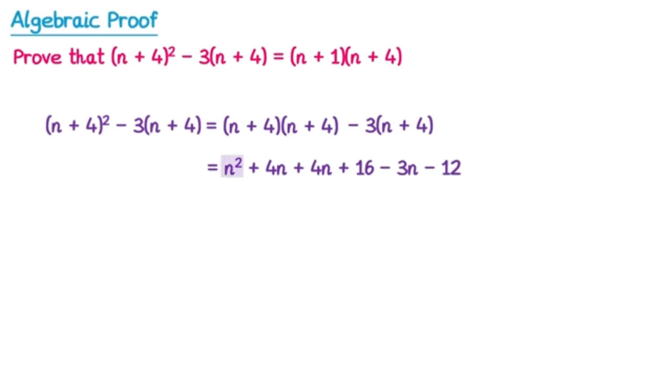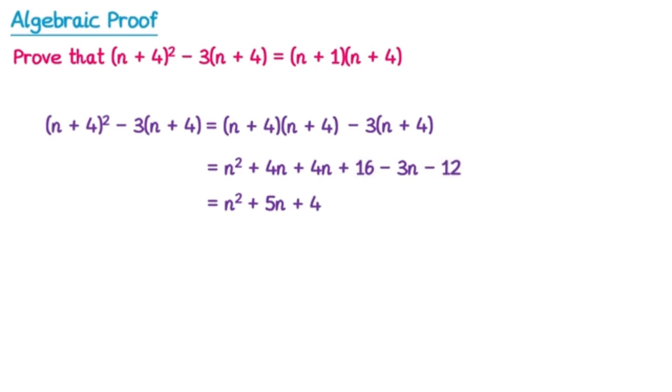So we have n squared, and there's no other n squared, so it's just 1n squared. Then we have 4n plus 4n and subtract 3n. 4 add 4 is 8, subtract 3 is 5, so we have 5n. And then for the constants, we have 16, subtract 12, which is 4, so plus 4.